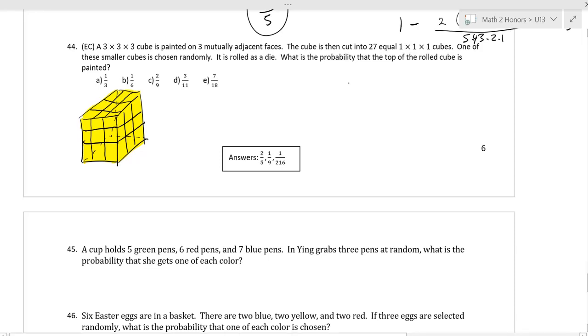So how many of those cubes will have 3 faces painted? And if you think about it, you're only going to have one. And it's this top corner one, the one where you got 3 faces here. That's the only cube that will have 3 faces painted. Then you have, and I'll change colors here.